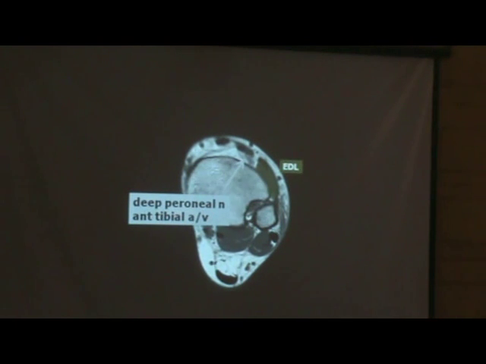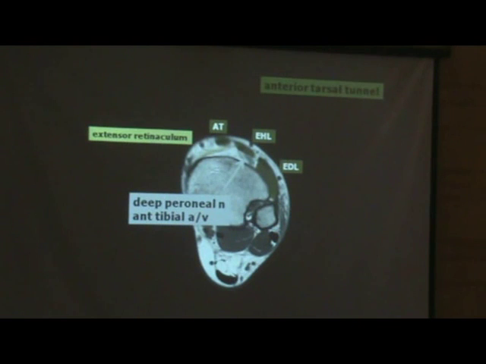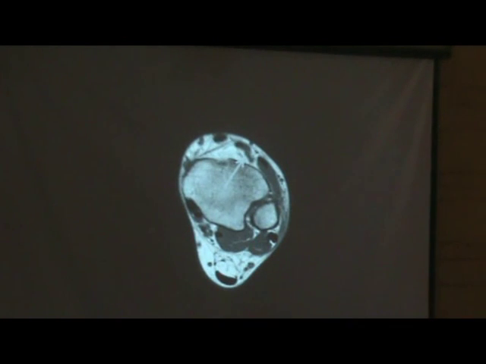And the anatomical relationships here are the extensor digitorum longus muscle and tendon, the extensor hallucis longus tendon and muscle, and the anterior tibialis tendon. And this is pretty much covered, to different extents, by the extensor retinaculum. And here we're talking about the anterior tarsal tunnel. This is an important anatomical landmark you should keep in mind when we talk about pathology.